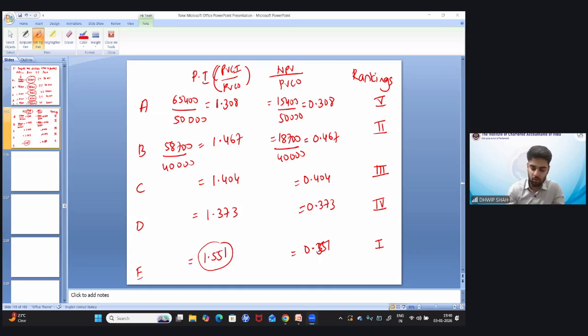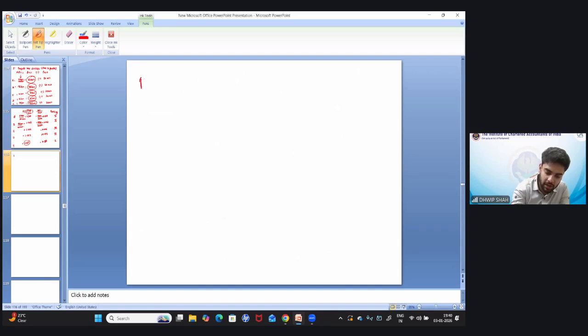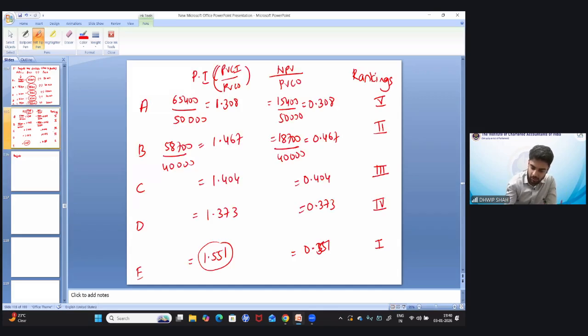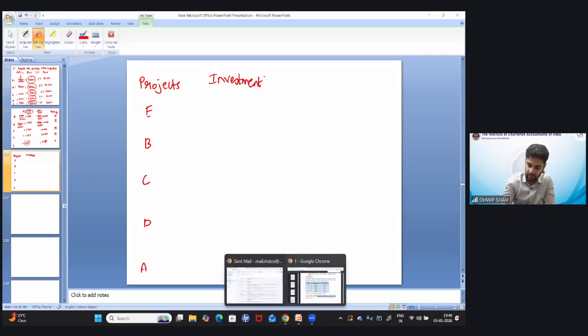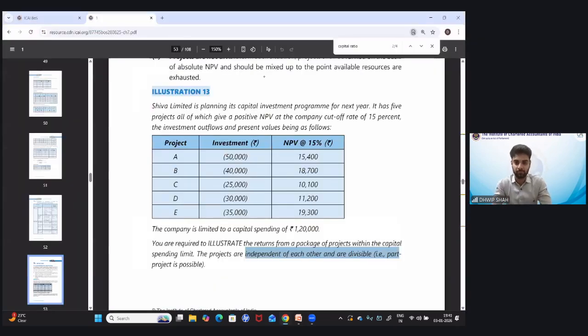ठीक है? So now let's arrange the projects based on ranking. ठीक है? So E B C D A. How much is the investment amount required for project E? Now let's start the game. Can I say project E लेना है तो 35,000 लगेगा. Do I have sufficient fund to take entire project E?